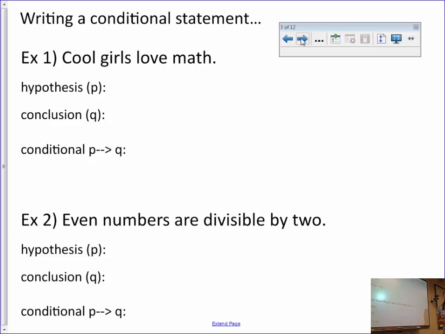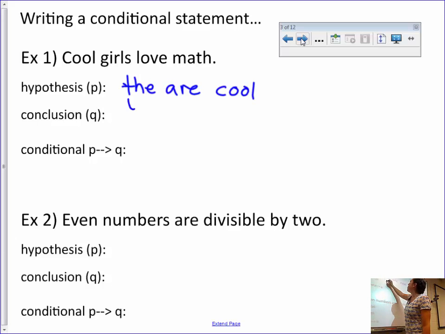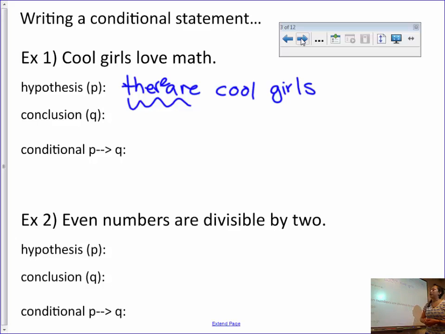We're going to come up with what the hypothesis is. And I'm saying the hypothesis is what we come up with first. So, cool girls. There are cool girls. And you can add this part right here. You can kind of change it around. If there is a cool girl, there are cool girls. A person is a cool girl, whatever you want to add there.